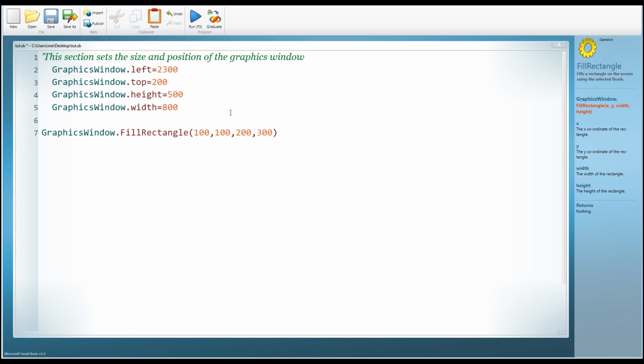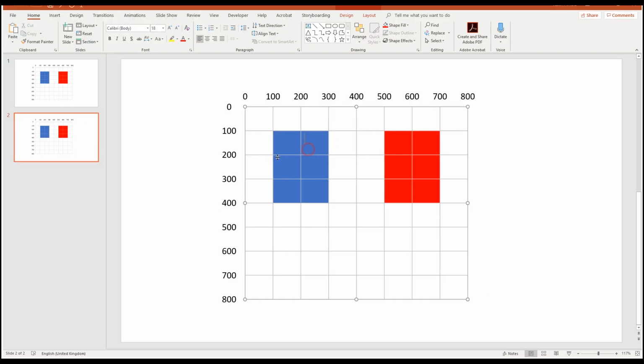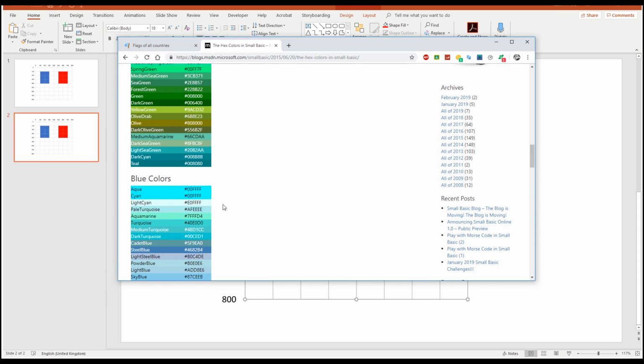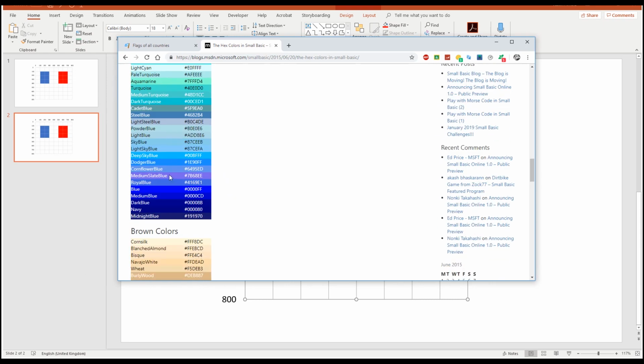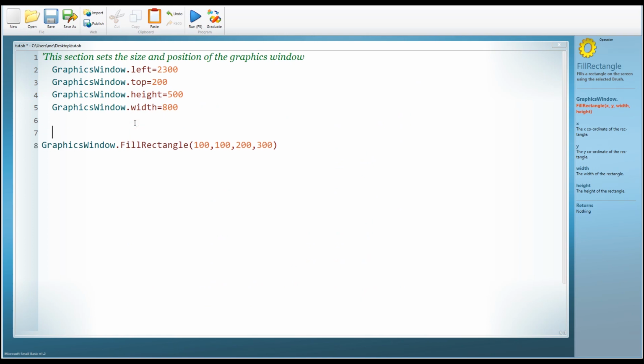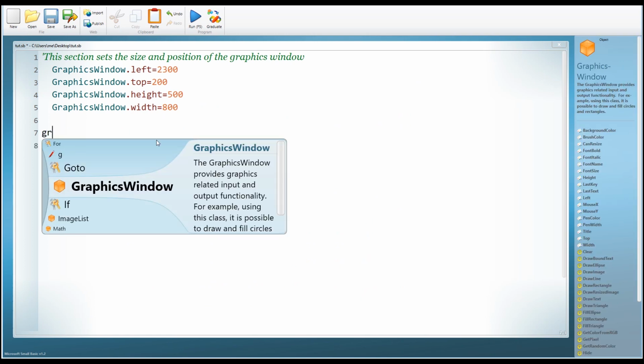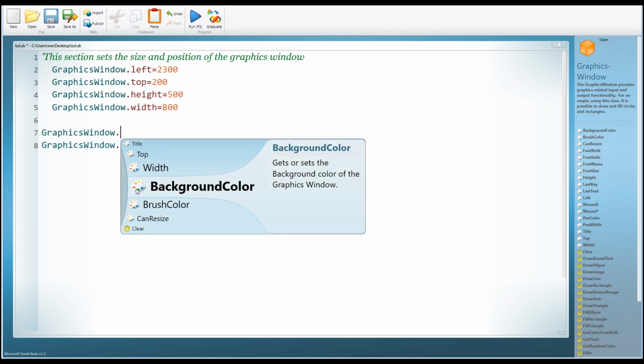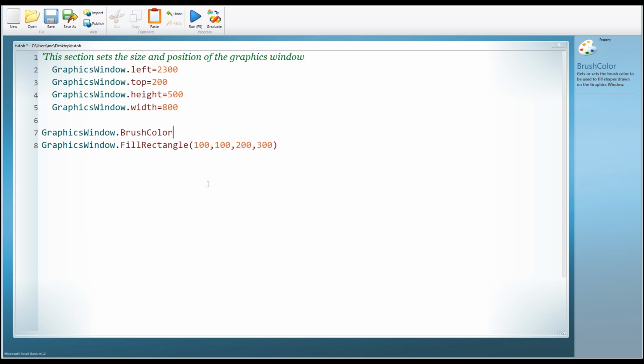Now, of course, the other thing I have to bear in mind is the colour that I want to use. So if we have a look at the small basic colours, you can see all the different colours here. I'm just simply going for blue, the ordinary blue here. So in order to change the colour for the fill, what I will need to do before I draw the rectangle is graphics window dot brush color. So the brush is the thing we fill something with. Imagine painting a wall. You would not use a pen to paint the wall, you would use a brush to paint the wall. So the brush color is the thing we want, and that's going to be blue.